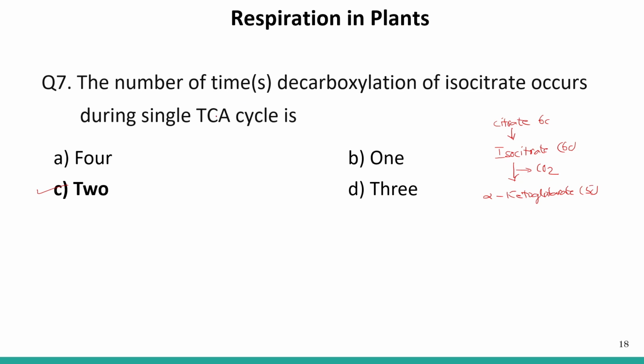And what happens? This alpha ketoglutarate is further converted into succinyl coenzyme A. This is the second decarboxylation. So there are two decarboxylations. This is the first decarboxylation and this one is the second decarboxylation. So the number of times decarboxylation of isocitrate occurs in a single TCA cycle is 2.